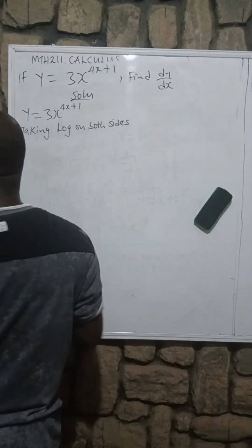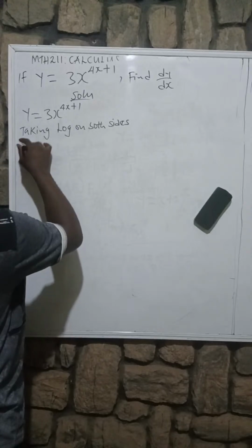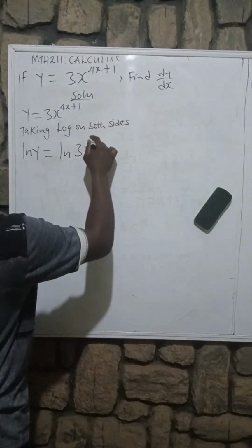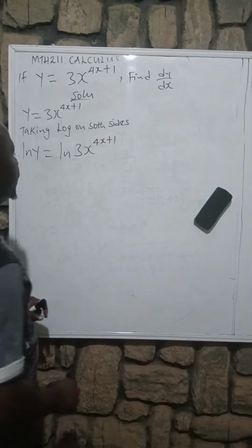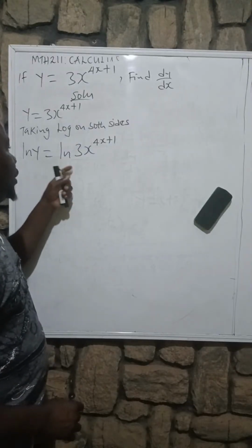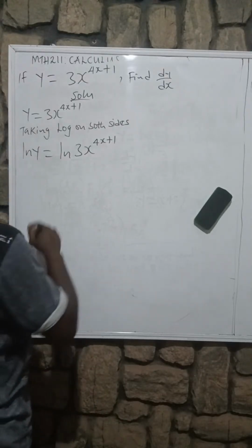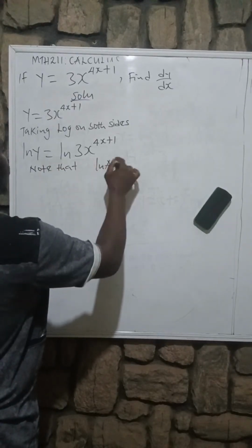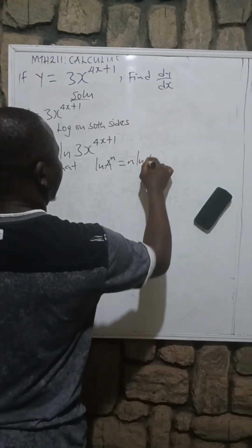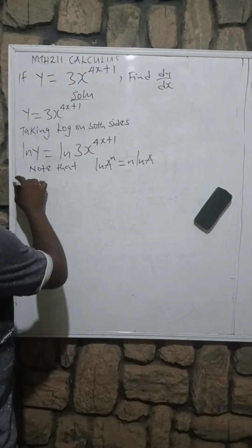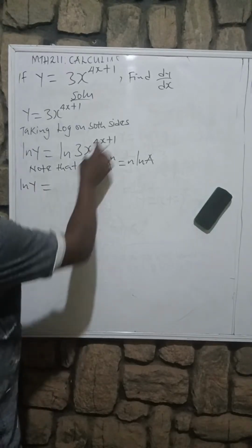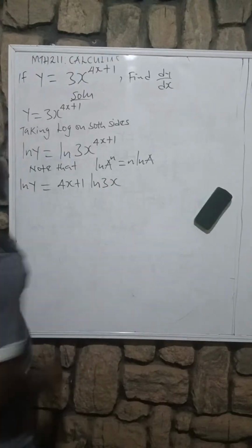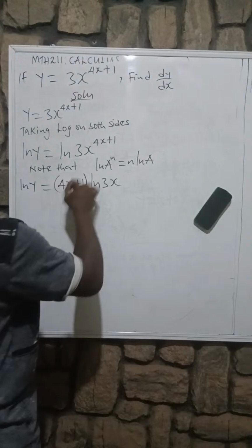Is that clear? Okay. So if we take log on both sides, we are going to have ln y equals ln of 3x raised to the power of 4x plus 1. Then, which of the laws is applicable here? The third law, isn't it? So the third law, we now write, note that ln a raised to power n is the same thing as n ln a, true or false? Right? So ln y is equals to 4x plus 1 ln 3x. True or false? Yeah, put it inside the bracket.